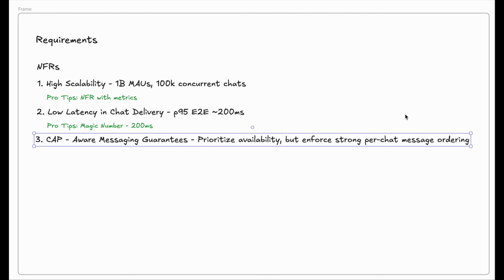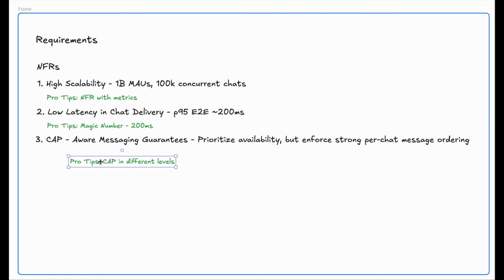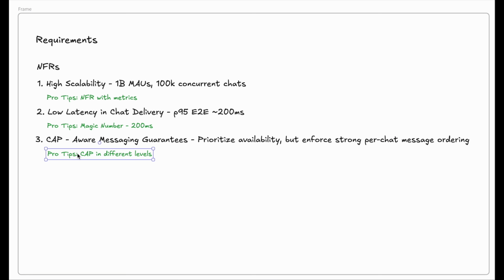We are aware of messaging guarantees, so we prioritize availability at the system level, but we do want to enforce strong per-chat message ordering. So here's a pro tip. How should we answer such questions for the non-functional requirement regarding the CAP theorem? I think a good signal is how you philosophically see how the CAP theorem applies.